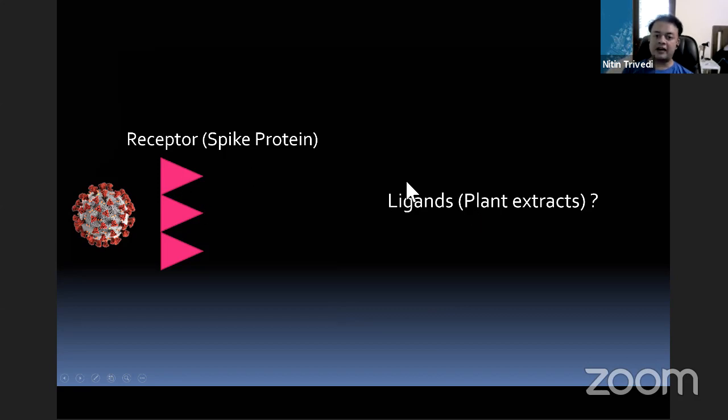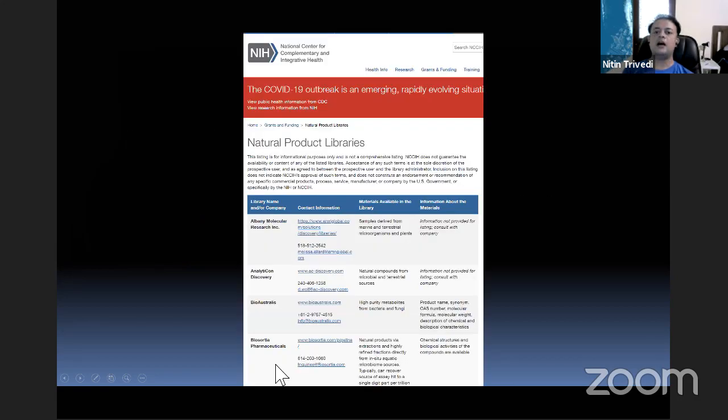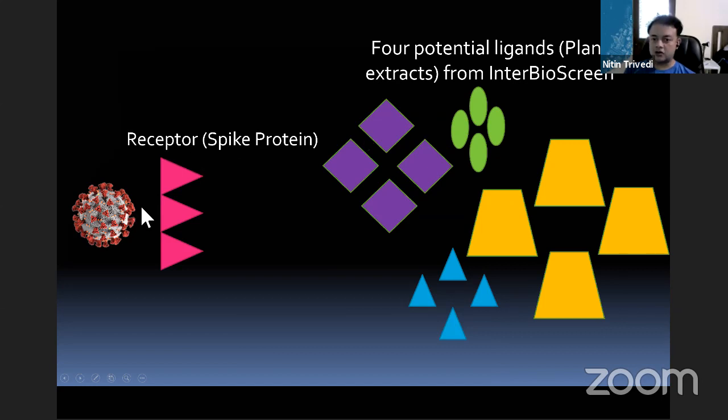If you have some compound that can stick correctly into these grooves, something like lock and key, then we can prevent this virus from attaching onto our cell. So we have to find ligands that can attach onto the receptor. Plant extract ligands: which ligand to choose? That is exactly what docking is all about. From ligands, you can go to a natural product library. Hundreds of natural product libraries are available. One of my favorites is the InterBioScreen library. You can dock these two things: the receptor spike protein with the InterBioScreen library of different natural plant extracts.